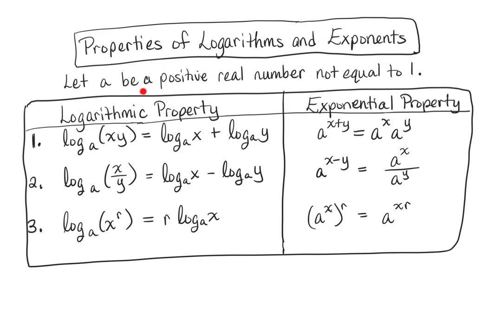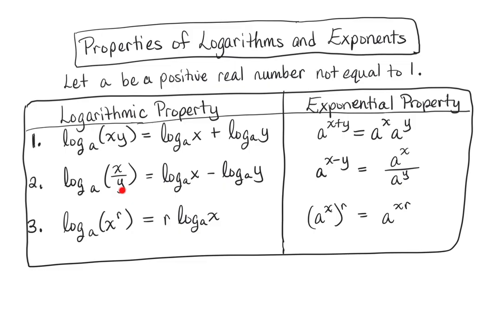Okay, now properties of logarithms and exponents. Let a be a positive real number not equal to 1. Logarithmic properties. You have log of x times y base a is equal to the log of x base a plus the log of y base a. So if you have the log of a product, that's equal to the sum of the logs.